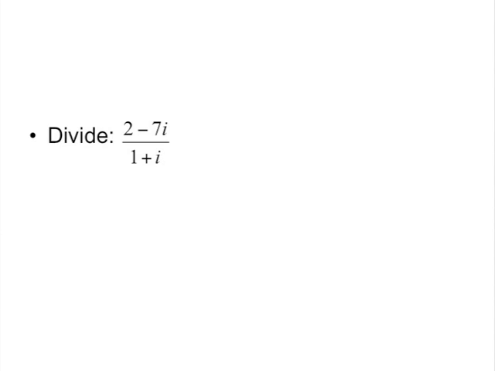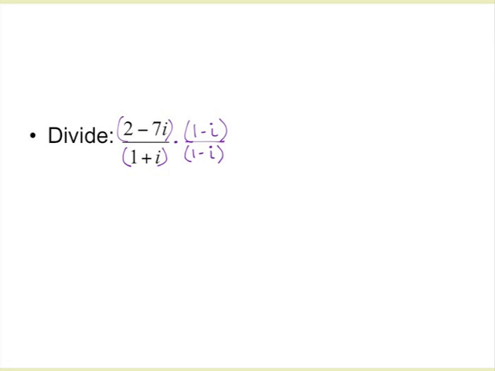Okay, so in this one, what are we going to multiply by? 1 minus i. Same numbers as the bottom, but just change the sign with the i. I have to multiply the top by the exact same thing so that I'm really just multiplying by 1.